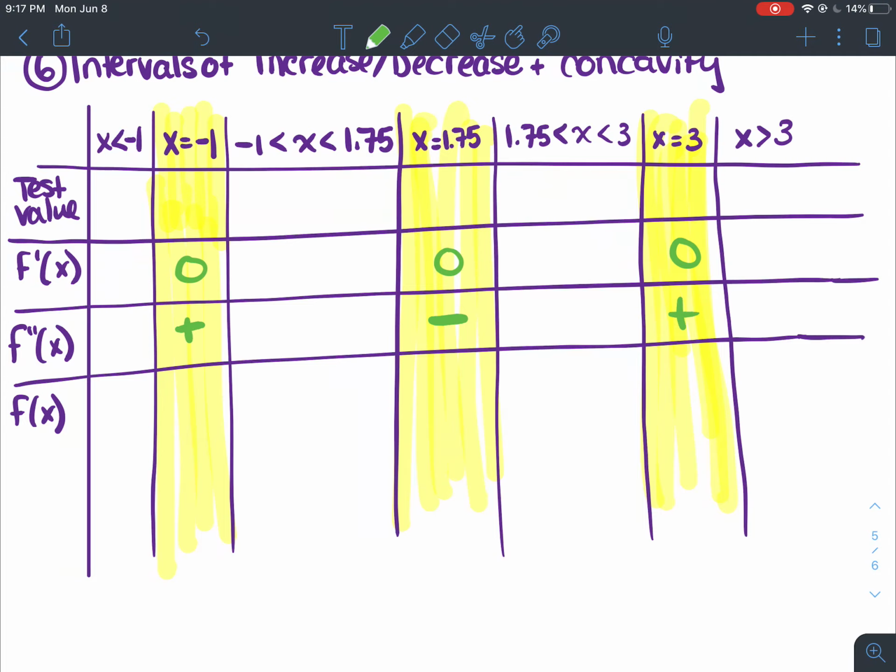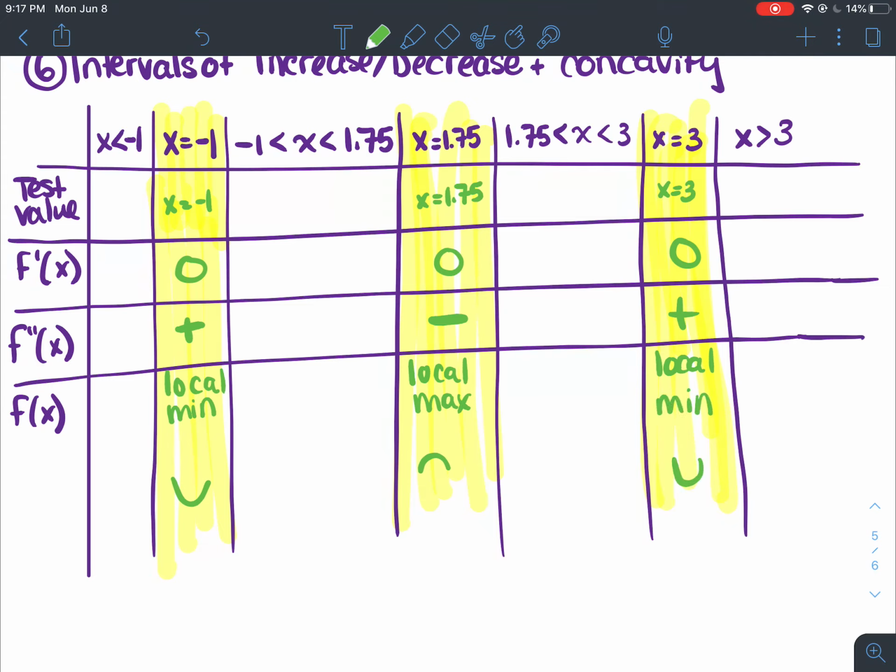Test value means what value are you testing, so we're obviously just testing the actual value in these cases because it's given. So what's going on at these points? Well, here at -1, I know I have a local minimum. And here I know I have a local maximum. Here I have a local minimum.